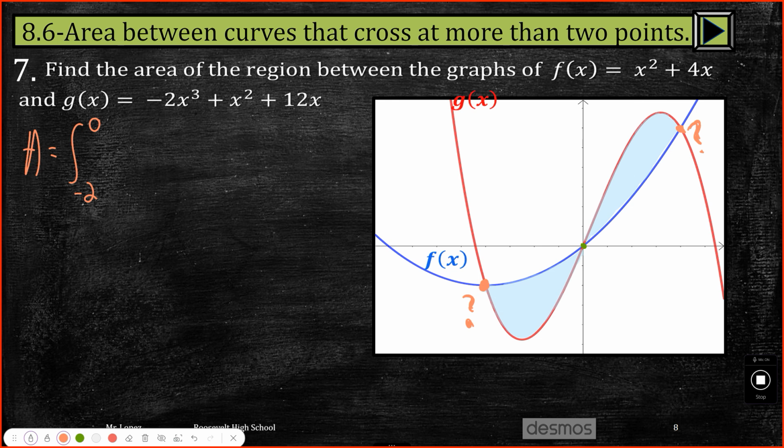Could we save these and then just do it? Huh? Save them? Let's save them. Let's find the other one. Let's find the other intersection point. What's the other one? Gotta zoom out.